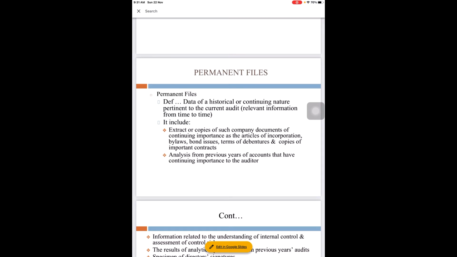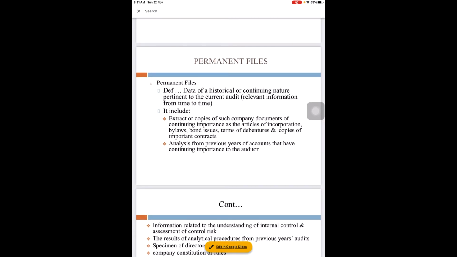It doesn't mean that it couldn't be changed. It can be changed, but we would like to have this information for more than one audit period. Include extracts or copies of company documentation of continuing importance: the articles of incorporation, memorandum of association or articles of association, and then bond issues, terms of debentures, and copies of important contracts. For example, a contract which we need for more than one year.